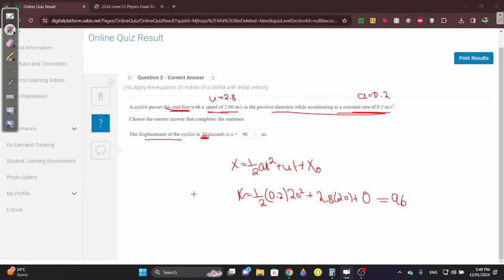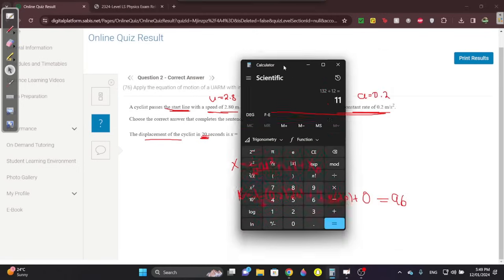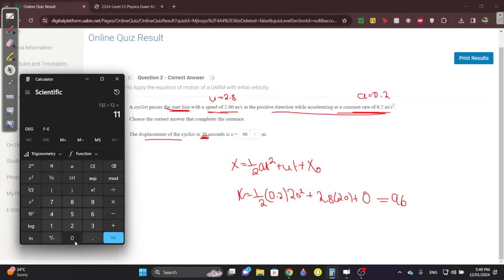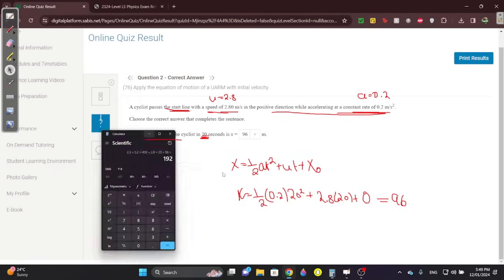Let me put it on a calculator. 1 over 2, 0.5 times 0.2 times 400 plus 2.8 times 20 plus 0, yeah, that's it, 96. Anyway, it's 96.